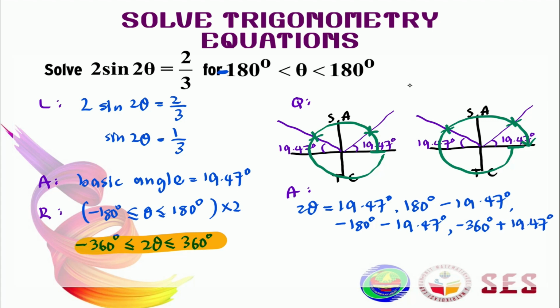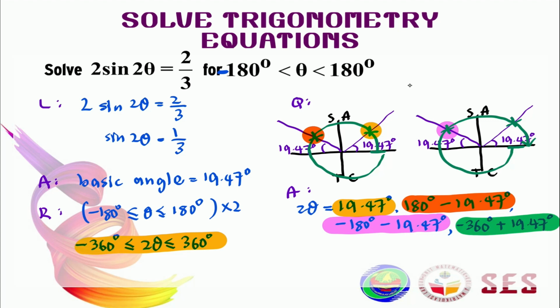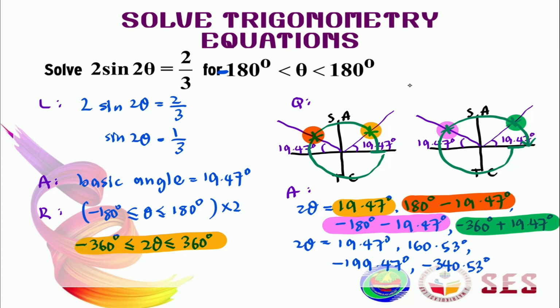So, let me explain the answer back. The first answer, this one, coming from this angle here. The second answer coming from this angle here. The third answer is from here. And the fourth answer coming from here. So let's simplify our answer. We have 2 theta equals to 19.47 degree, and then 160.53 degree, negative 199.47 degree, and lastly, negative 340.53 degree. But in this question, we want to find theta and not 2 theta.